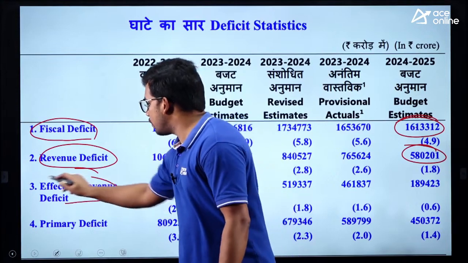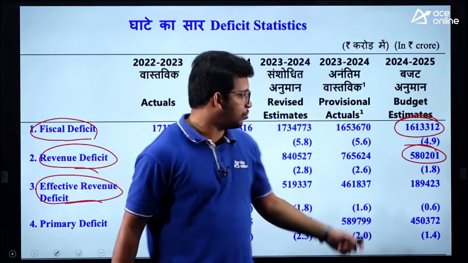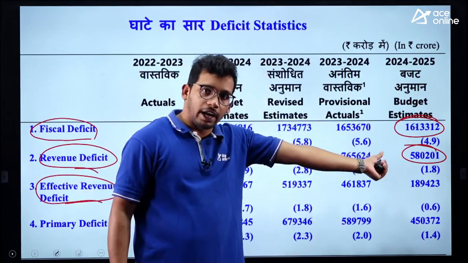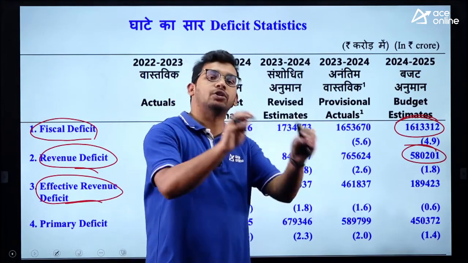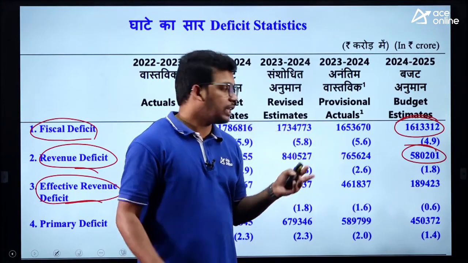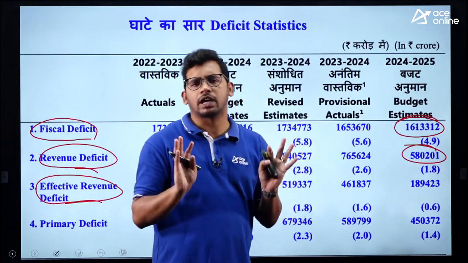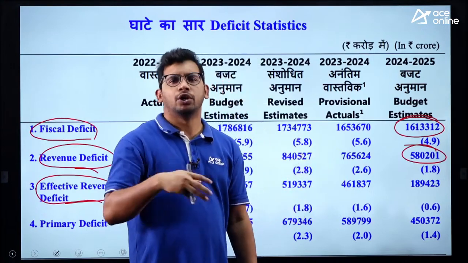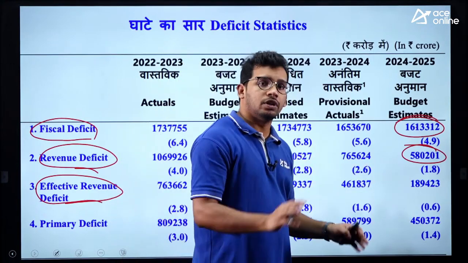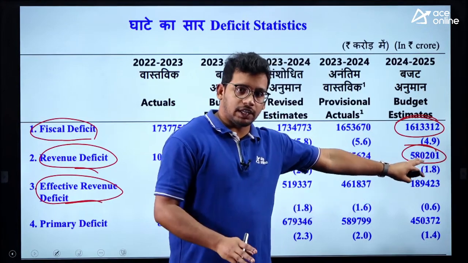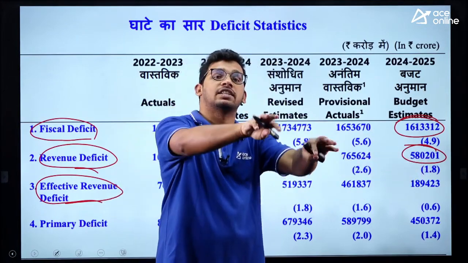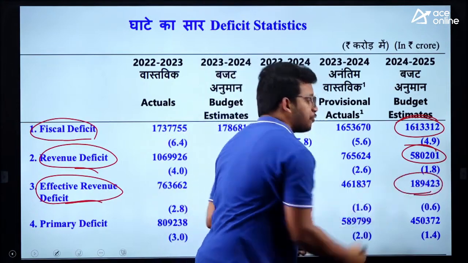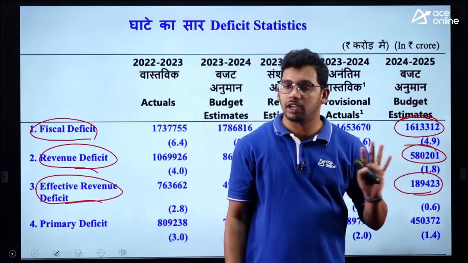Next, effective revenue deficit means out of this revenue deficit, out of 5.8 lakh rupees the deficit, some funds are given to the states for their expenditure. That is considered like a capital one, which will help in the future to grow the country. So if we reduce from the total revenue receipts what money the Centre has given to the states, we get the effective revenue deficit. This is 1.89 lakh crore.